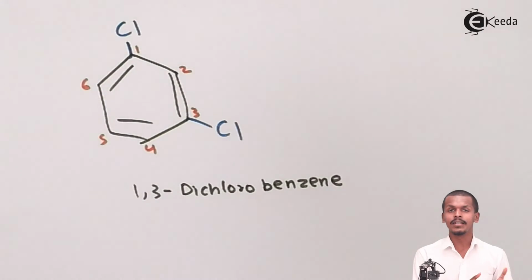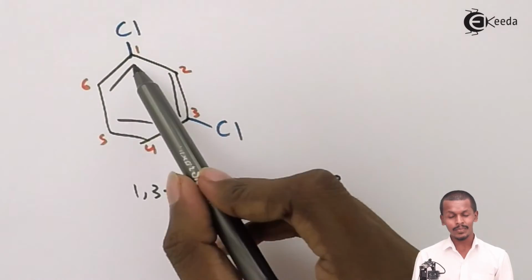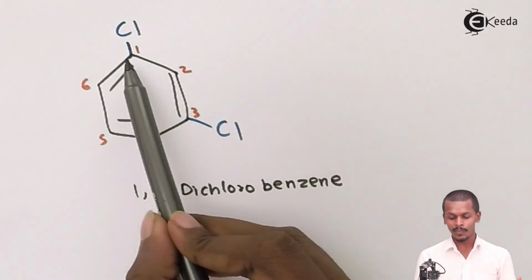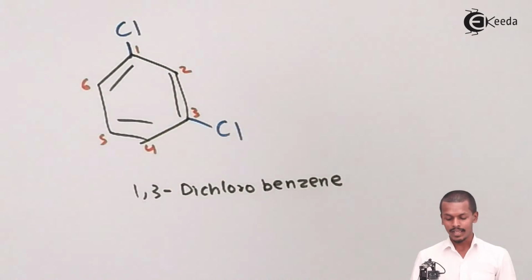Talking about the common name for this one, because the groups have been attached at carbon number 1 and carbon number 3 in a benzene ring, the name of this could be called meta-dichlorobenzene. Meta is the position, that is position number 1 and position number 3 where the substituents are attached. So even that could be called meta-chlorobenzene or meta-dichlorobenzene.